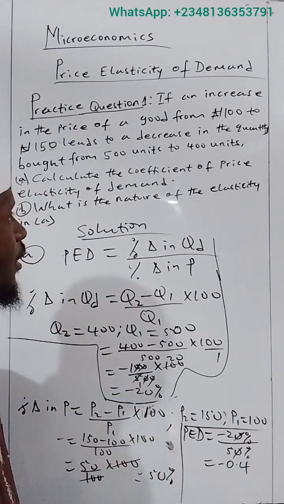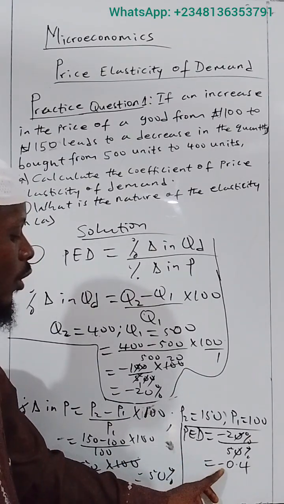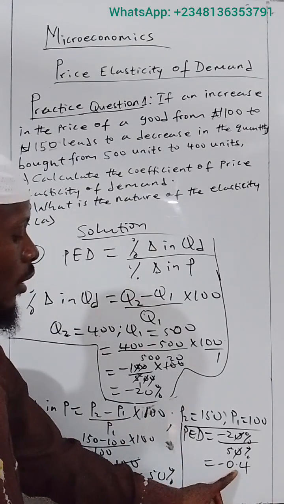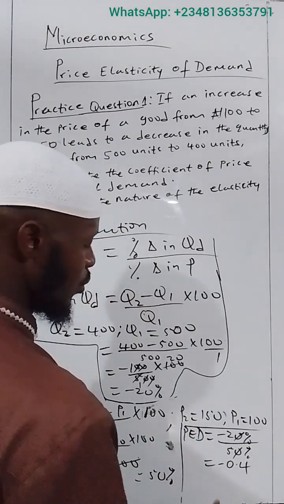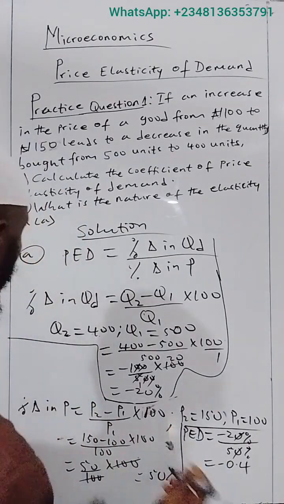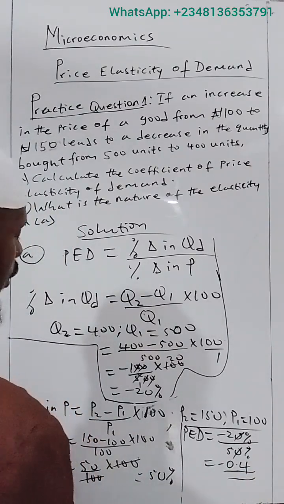But when you are interpreting the elasticity, you ignore the sign. You only focus on the figure, the magnitude here, which is 0.4. So you ignore the negative sign. So this is our answer. This is the price elasticity of demand.